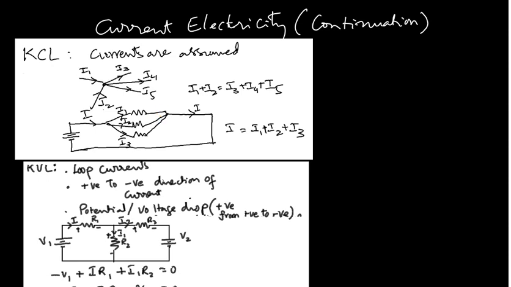Afterwards, all these three join here. So for this junction, all these currents are entering and this is the leaving current. That's why the sum of the currents entering is equal to the sum of the currents leaving. This is called Kirchoff's current law.